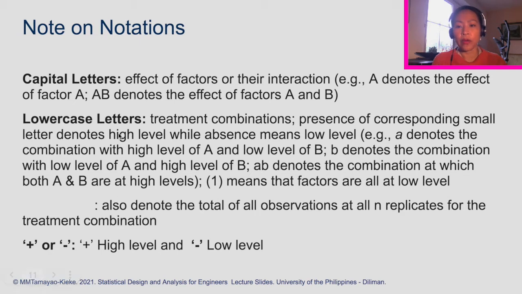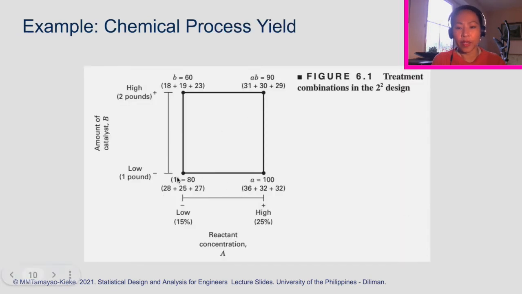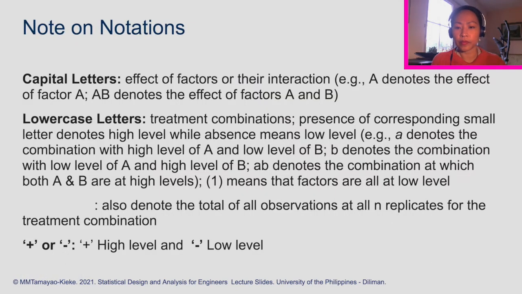Now, lowercase letters also denote the total of all observations at all n replicates for the treatment combination. So if we go back to this, parenthesis 1 here denotes the total of all observations where both A and B are at low levels. Note also that a plus sign denotes high level, while the minus sign denotes low level.